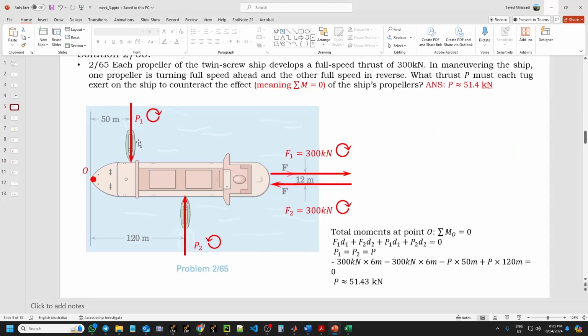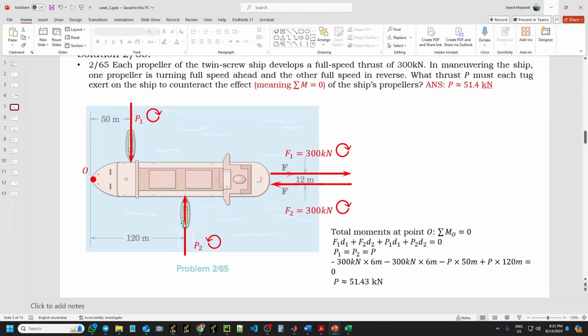So now this is very important. You need to have a system. So the ship is now this system or body that we want to see what forces are applied to. This is very important. You will see that in the next questions.